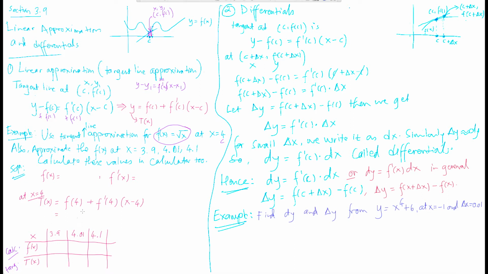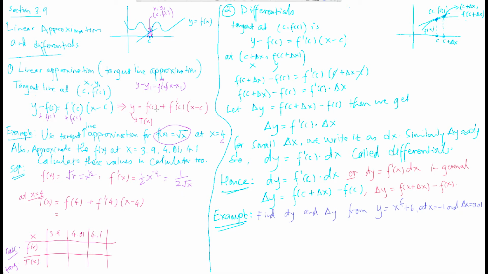So let's first find f prime of x. So what we have is f(x) is root under x, right? So how do I find the tangent line? This is basically x to the 1/2. So to find the derivative, it is 1/2 times x to the 1/2 minus 1, that is x to the negative 1/2, right? So if you simplify this, it will be 1 over 2 root x. This is the derivative, right?